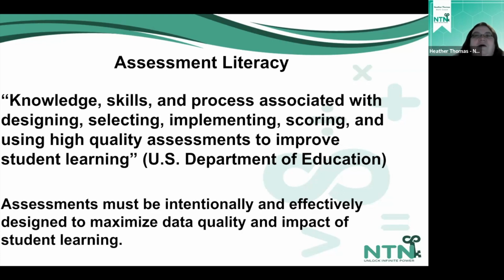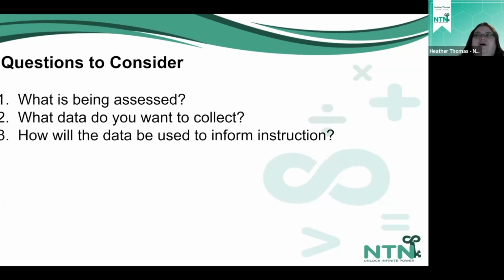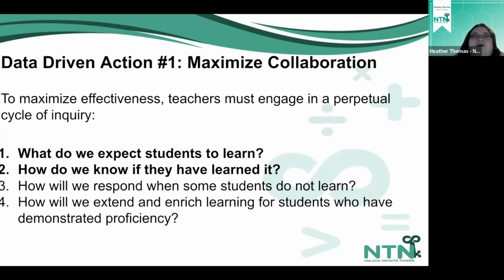And as we think about 3 questions we could ask, you can go to the next slide, Sarah, as we focus in on this idea of assessment literacy, we always want to think about what is being assessed, what kind of data we want to collect from these assessments, and how the data will be used to inform instruction. One of the first data-driven action steps that we can do is really focusing in on maximizing collaboration. When we think about PLCs and being able to maximize the effectiveness of that, we really want to engage in this perpetual cycle of inquiries.